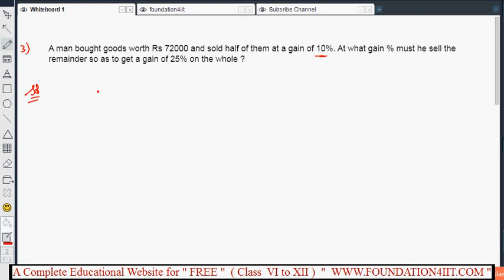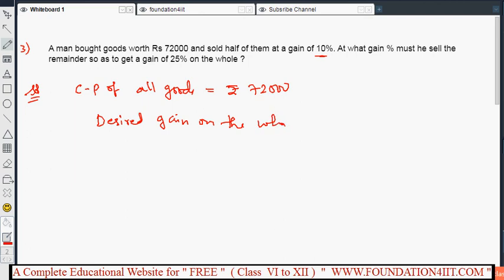So the cost price of all the goods is rupees 72,000. You know it. So the desired gain on the whole. How much percentage of profit is required? That means desired, how much is required overall? So the overall transaction, you need 25% profit. So if you want 25% profit, how much is he supposed to sell for? That we will find out. So desired selling price.